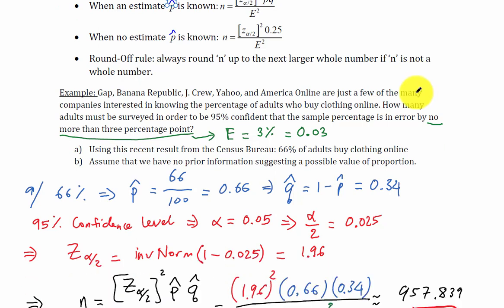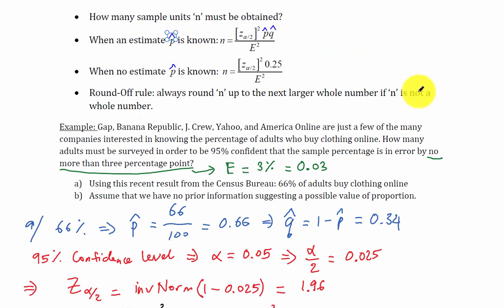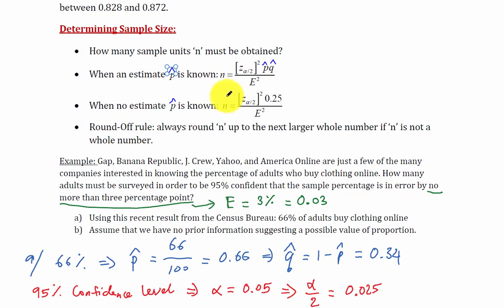Okay, so let's take a look at this example here. There are two cases. The first case is that when an estimate of p-hat is known, we use this formula here. The second case is when we don't know the value of p-hat. If we don't know the value of p-hat, then we assume p-hat is 0.5 and q-hat is 1 minus 0.5, which is 0.5. 0.5 multiplied by 0.5 is 0.25.